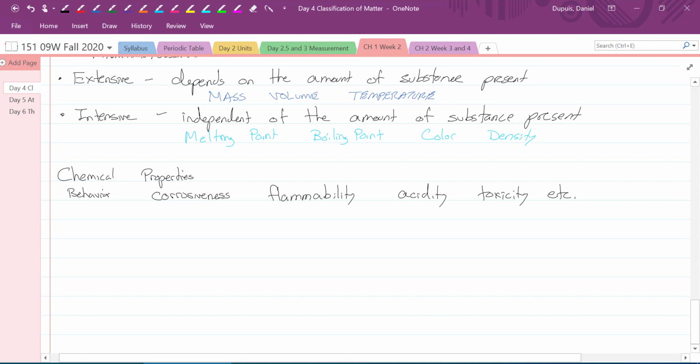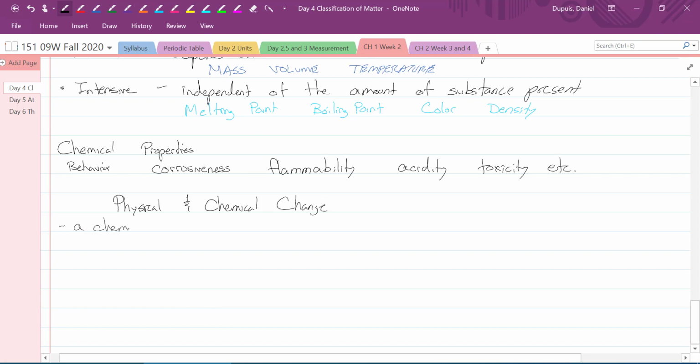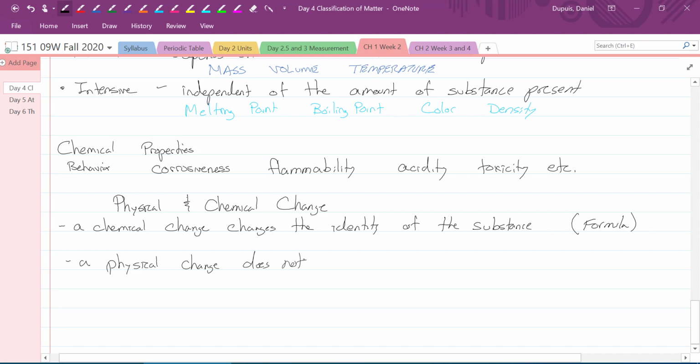All right, so what we talk about then is physical and chemical change. All right, so a chemical change changes the identity of the substance, which would be the chemical formula, right? A physical change does not change the identity.